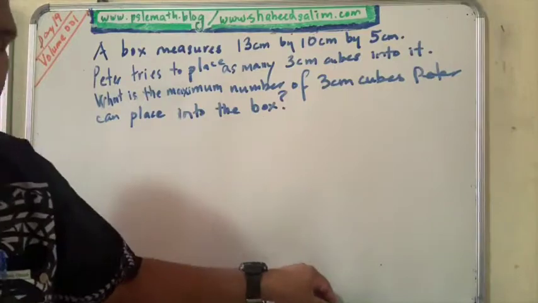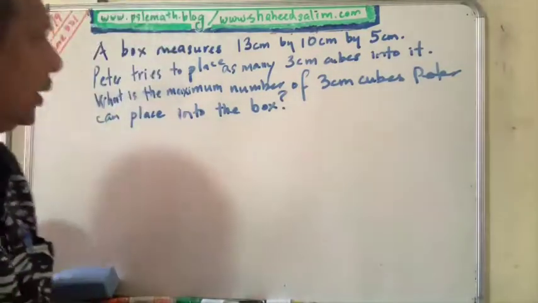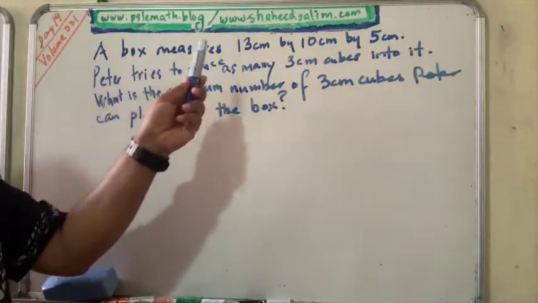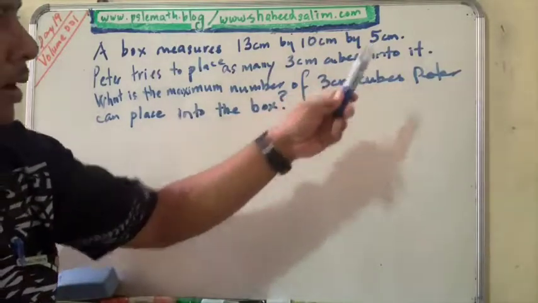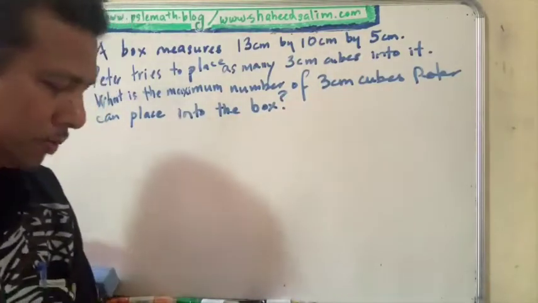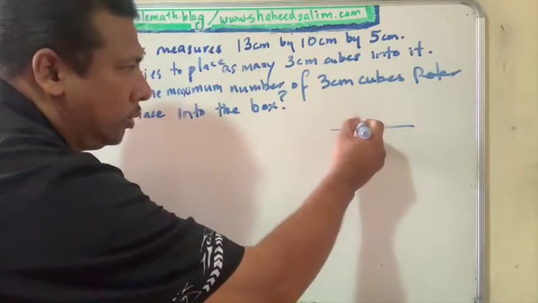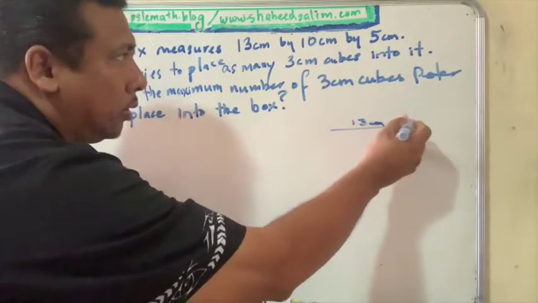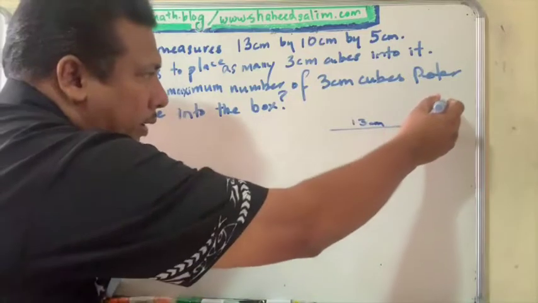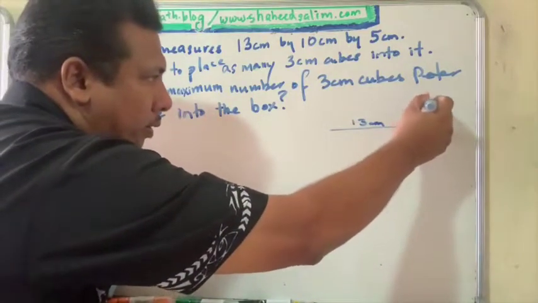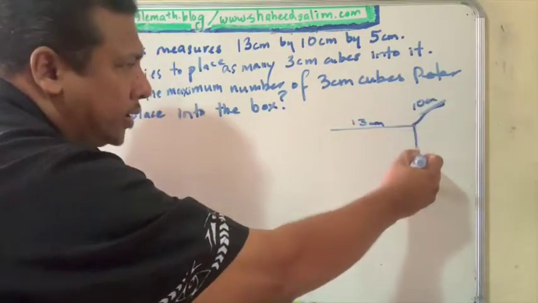Alright, so let's start reading the question carefully. A box measures 13 cm by 10 cm by 5 cm. So there's a box. This box is 13 cm long, 10 cm wide, and 5 cm high.